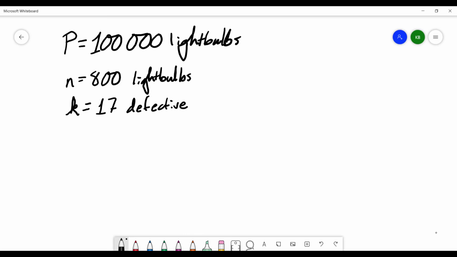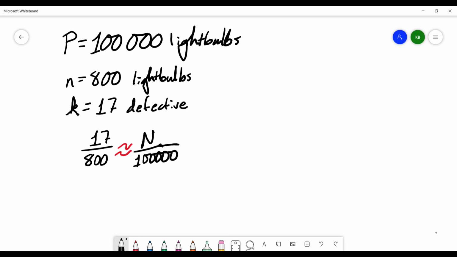Now, assuming that our sample was chosen in a fair way, and that we just chose them randomly from our population, then we would expect the number of defective light bulbs in the entire population, so the number defective out of the 100,000 total, to be equal to the percentage that are defective in our sample, so the 17 out of 800. Except, again, the same way as last time, we don't want to say that it's equal because it's never going to be perfect, but it'll be close, hopefully. So we say it's approximately.